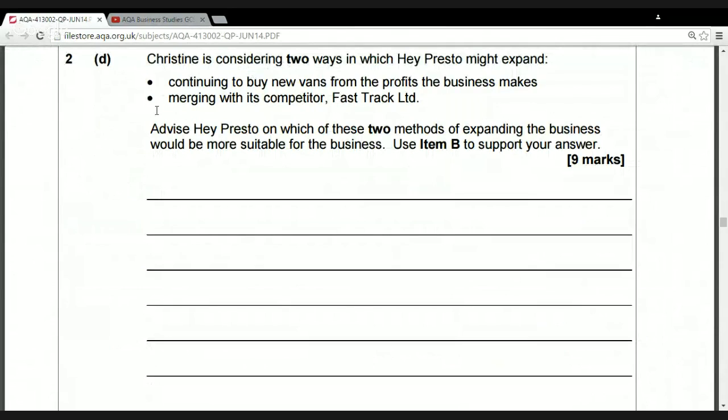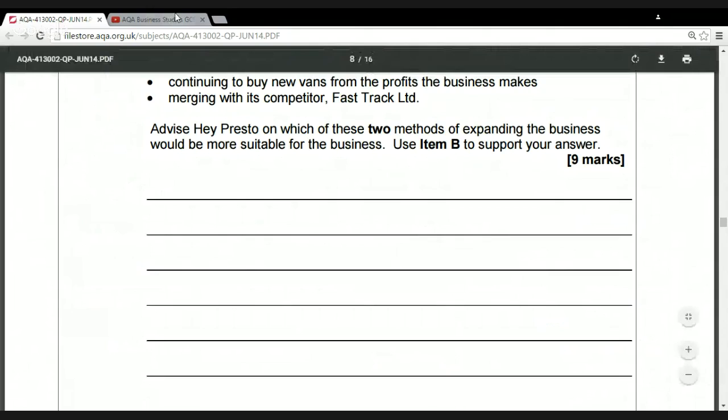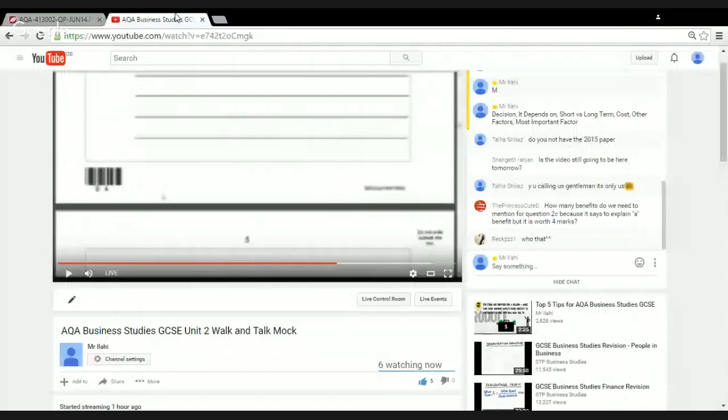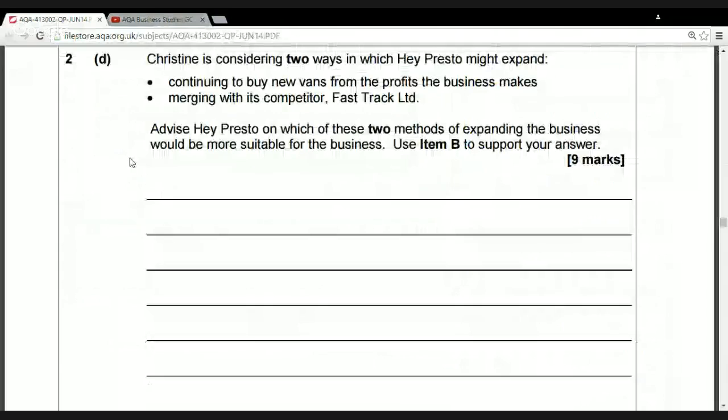So advise Hey Presto on which of these 2 methods of expanding would be more suitable for the business. Use item B to support your answer. So you've got 2 options. You've got continuing to buy new vans from the profits of the business, which is organic growth, or a merger, which is merging with its competitor Fast Track Limited, which will be inorganic.